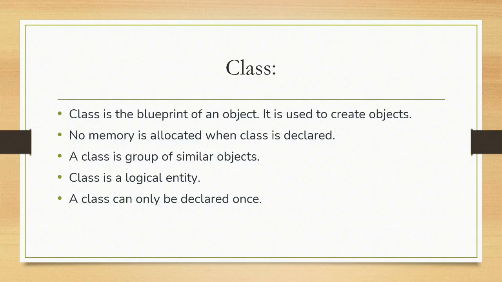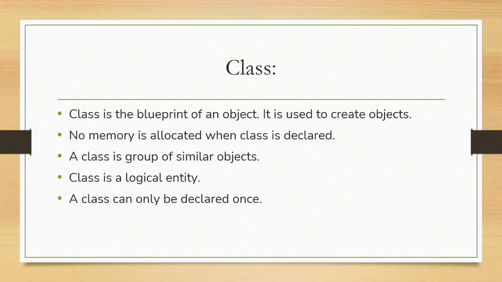Class is a collection of objects and it does not take any space in memory. Class is also called a blueprint, a logical entity. Now, what do you mean by logical entity? Logical entity means we are designing our logic in the code. So, whenever we create a class, no memory is allocated in the computer. A class is a group of similar objects because here we can create multiple objects inside the class. Now we will see about the object in the upcoming slide.